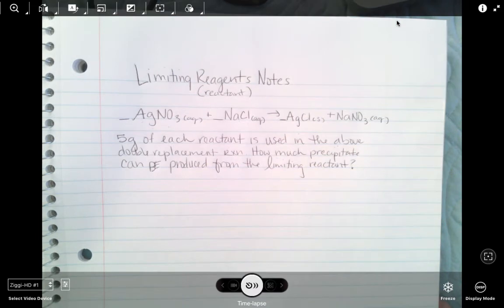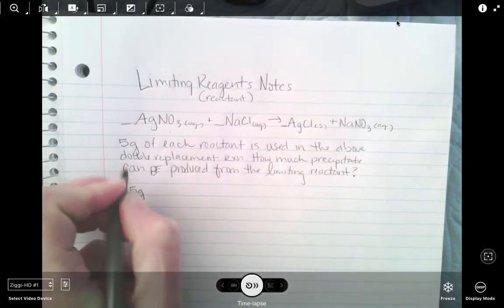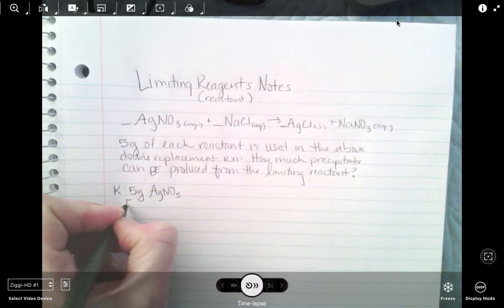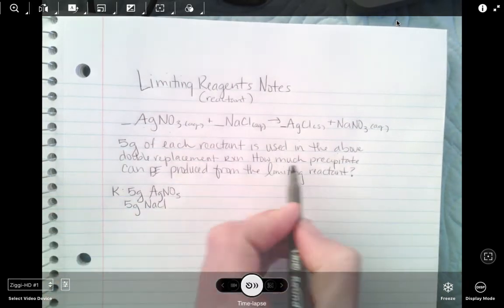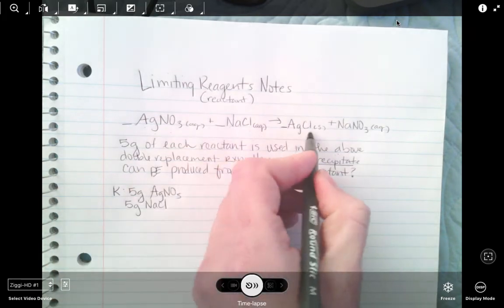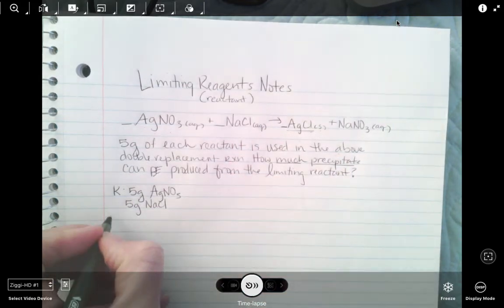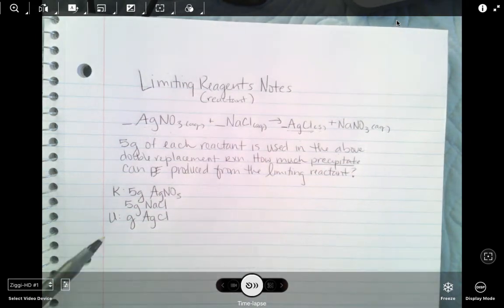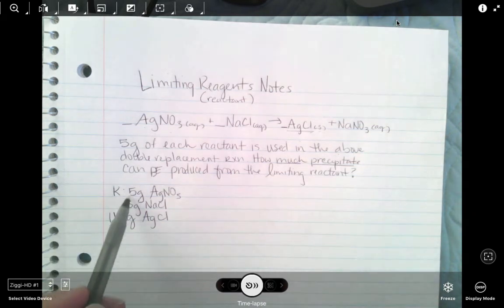Okay, so the first step is to figure out what you know and what you don't know. You have 5 grams of each reactant. So I have 5 grams of silver nitrate, and I have 5 grams of sodium chloride. What am I looking for? How much precipitate can be produced? So I'm looking for the mass of silver chloride, because this is my precipitate right here. Okay, so this gives me a place to start. This is a little different because we have 2 knowns and we've never had that before. If you have 2 knowns, you have 2 separate equations.